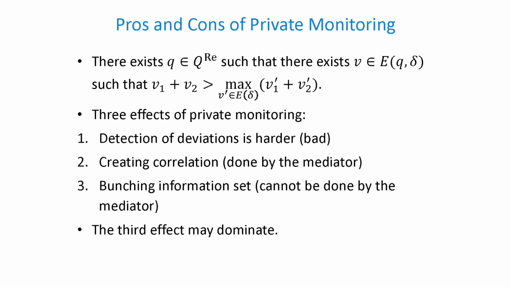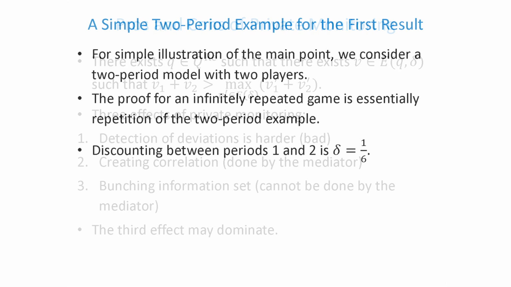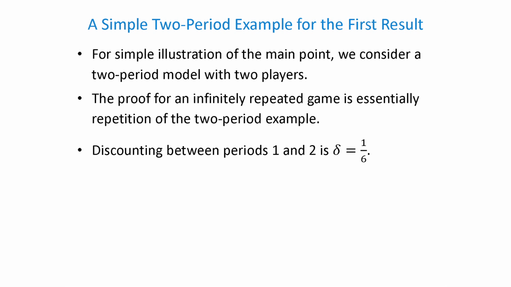Yeah. But I agree that if possible, directly characterizing what can be done with an omniscient mediator is interesting. All the examples can work for infinitely repeated games, but for simplicity, let's assume that there are only 2 periods and 2 players. The 2-period model works for infinitely repeated games in a very straightforward way. And the discounting between period 1 and period 2 is assumed to be 1/6. Okay, so it's a very low discount factor.